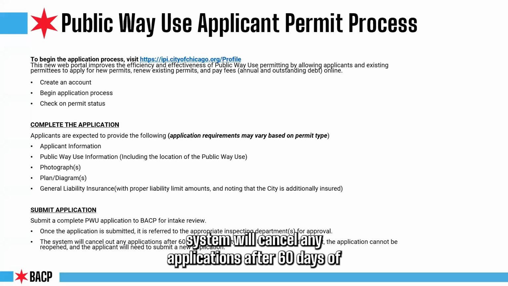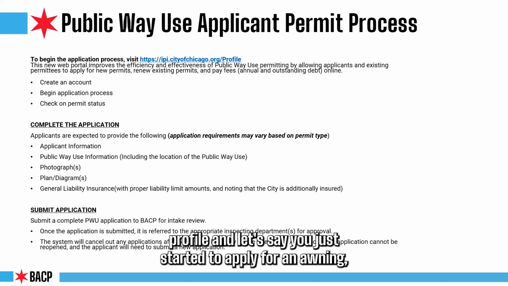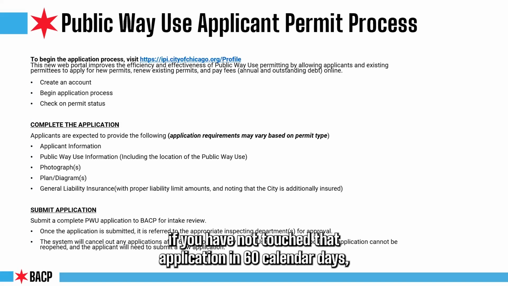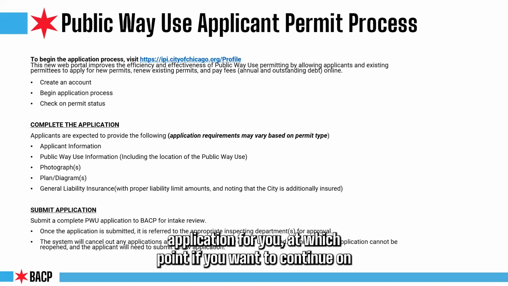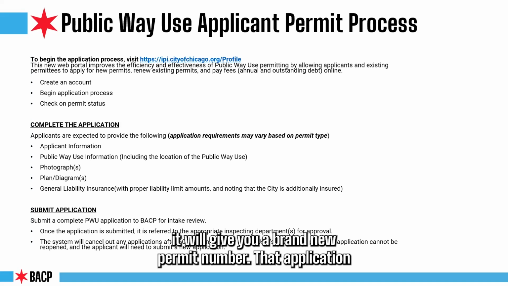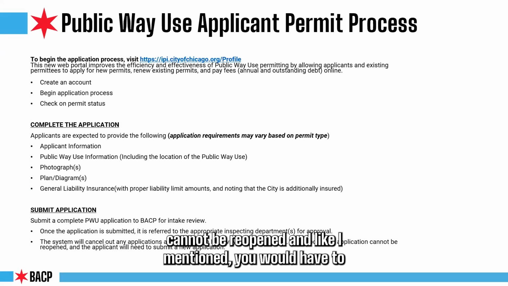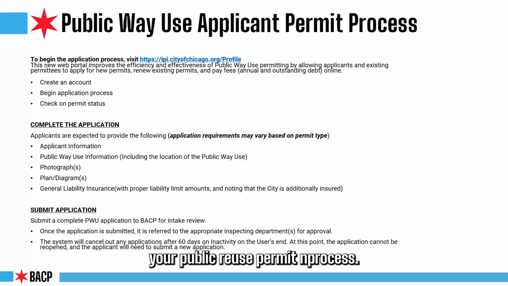The system will cancel any applications after 60 days of inactivity on the user's end. So even if you just created a user profile and let's say you just started to apply for an awning, if you have not touched that application in 60 calendar days, the system will automatically cancel that application for you, at which point, if you want to continue on, you're going to basically have to reapply, at which point it will give you a brand new permit number. The application cannot be reopened. And like I mentioned, you would have to submit a brand new application in order to continue on with your public way use permit process.